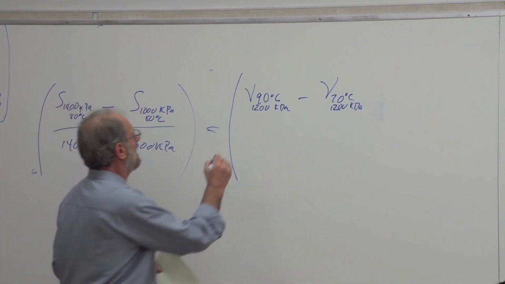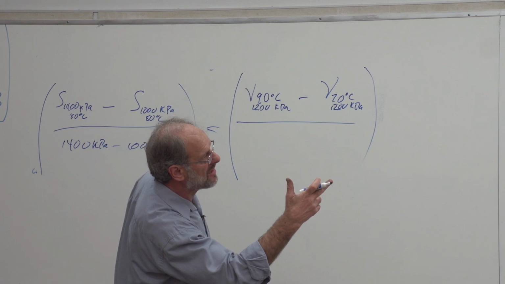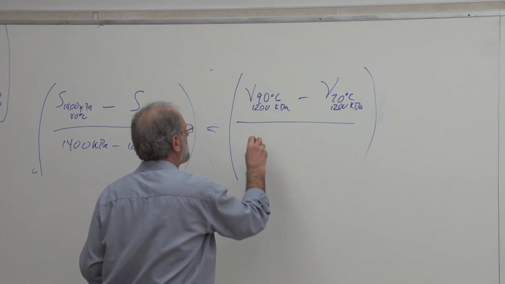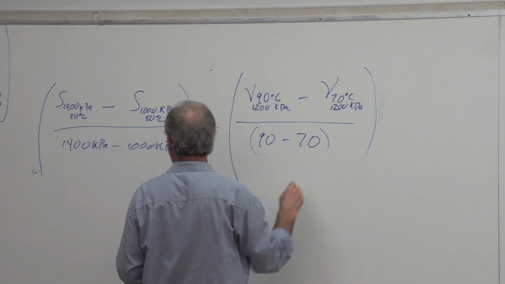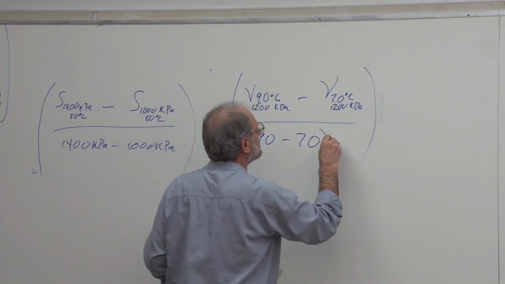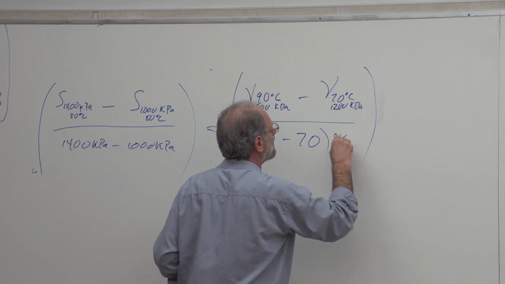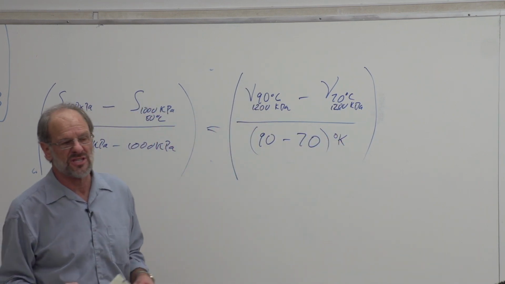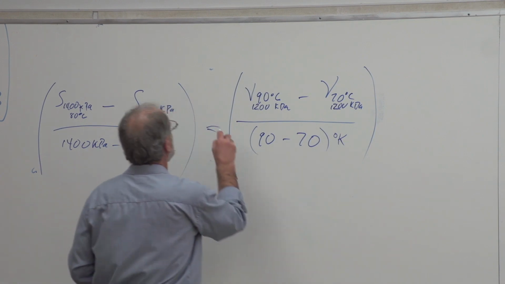Okay. And this is delta V over delta T. So basically, this is just 90 minus 70. And these are both going to be in degrees Celsius. But it is a temperature difference, right? So a temperature difference in Celsius is the same as a temperature difference in Kelvin. So I'll just leave it in Kelvin. And we don't want to forget our minus sign.